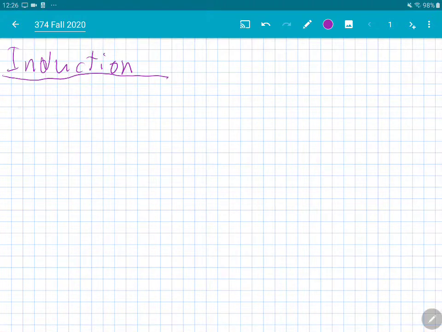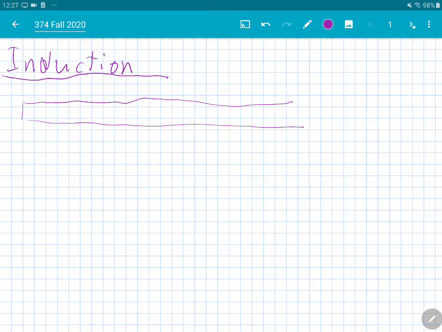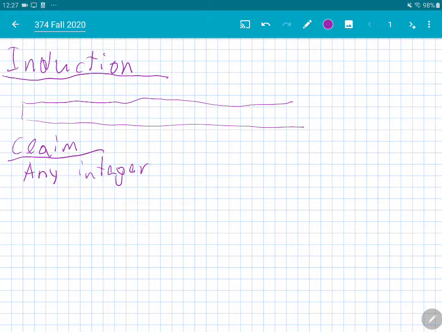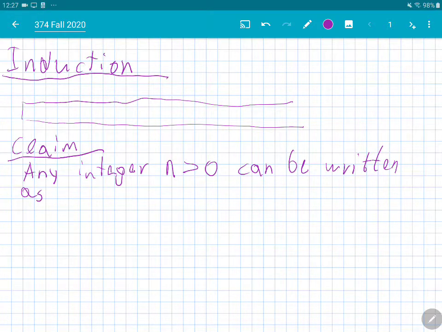And the way I like to think about induction is in fact a very algorithmic way, right? So the basic idea is that we're going to have some claim about numbers. And it can be a very simple claim about numbers. So let's, for example, write the claim: any number n, any integer n, can be written as a sum of distinct powers of 2.